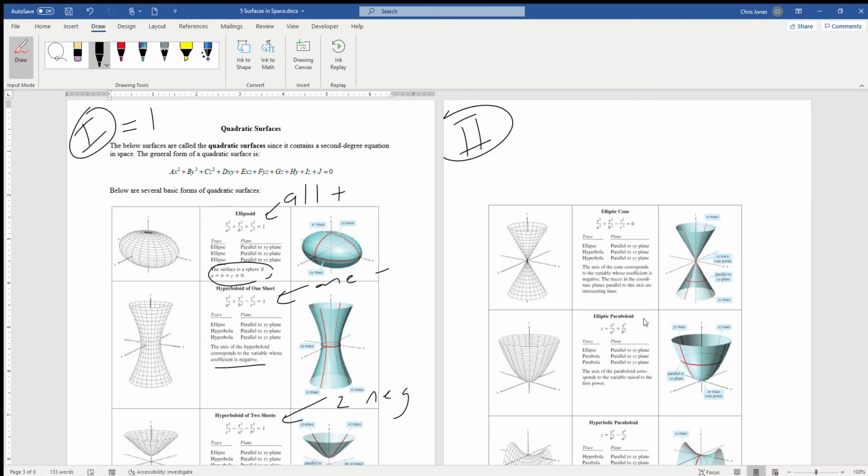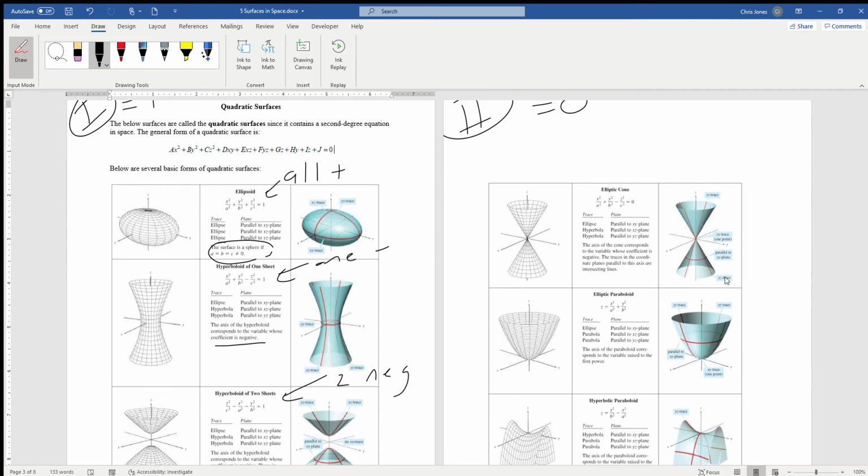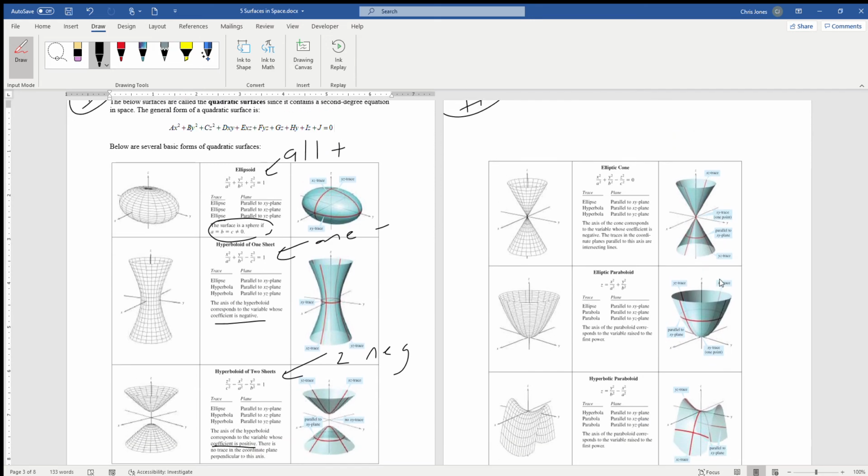Now page 2, this is where you could set everything equal to 0. So if you can set it equal to 1, it's page 1, type 1 on page 1. If you could set the quadratic surface equal to 0, that's a page 2. A cone, x squared plus y squared minus z squared equals 0. All right? And notice that you have 1 negative, and the cone expands upon the coefficient that's negative. All right? So it's not always the z-axis. So if the y were negative, it would expand upon the y.